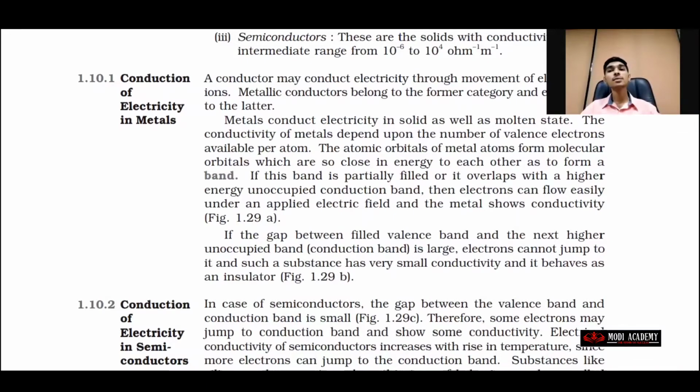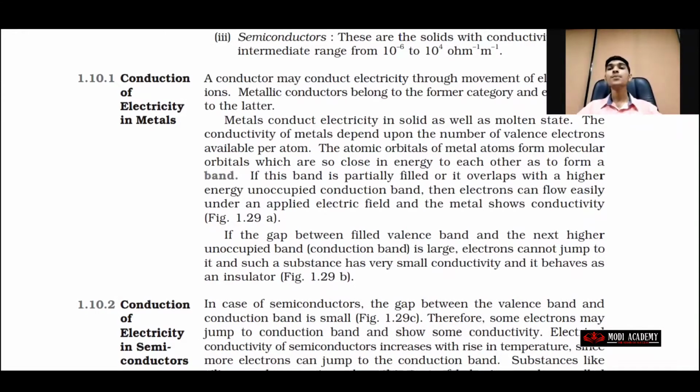So the atomic orbitals of metal atoms form molecular orbitals which are so close in energy to each other as to form a band. Means अब कोई भी कंडक्टर होता है तो उसमें एक होता है कंडक्शन बैंड, दूसरा होता है वैलेंस बैंड. Okay, so you will later know in this video itself what is the use of conduction band, why it is necessary, why the energy band gap should be low. So all you will be knowing in this chapter.